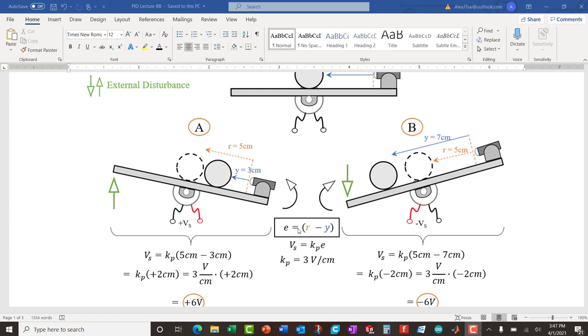Now with the same equation, the opposite is true on case B. In this case, I'm putting a disturbance here. The ball rolls to the left, and the same equation now gives a negative error of minus 2 centimeters. Again, with a constant of 3 volts per centimeter, we have a final supply voltage to the motor of minus 6 volts. And in this case, automatically the polarity changes. We don't have to be changing this, the signal changes. So in our logic, when we are coding this, we just account for that change in sign of that magnitude voltage. And this is essentially what proportional control is.